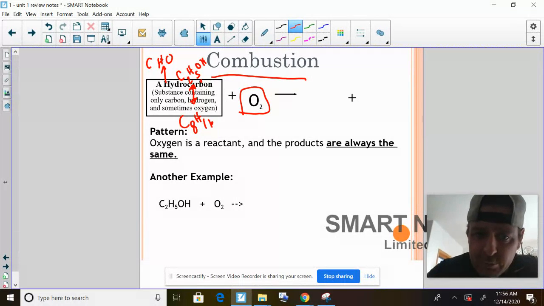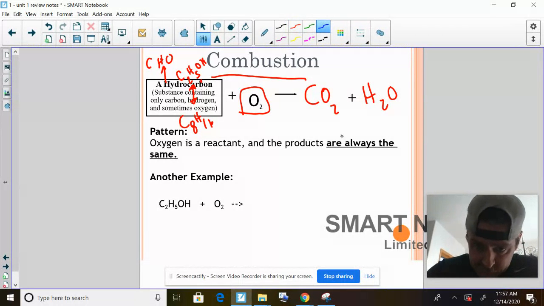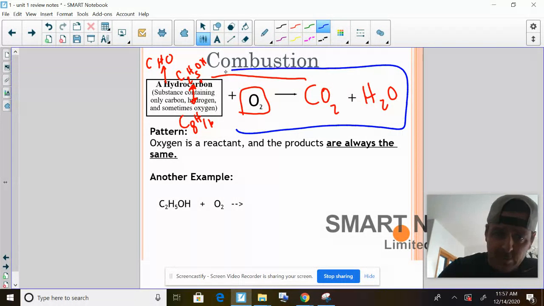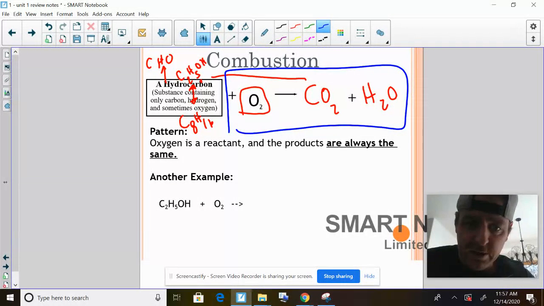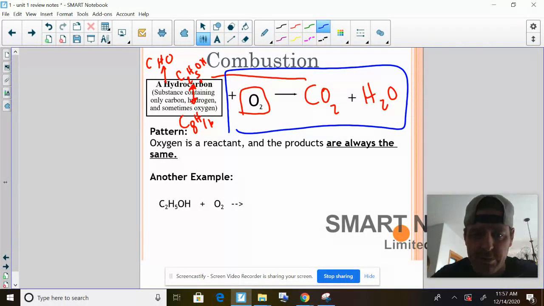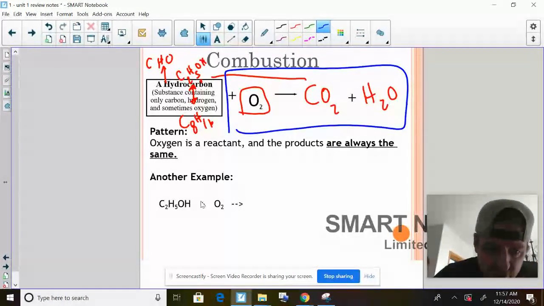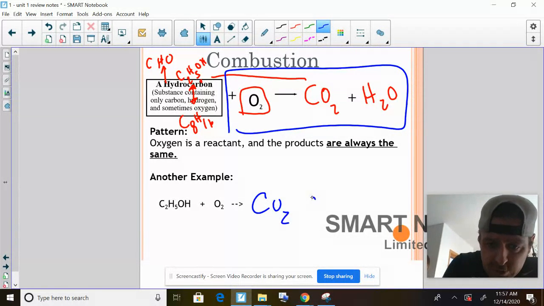Every time you have a combustion reaction, your products will be CO2 plus H2O. They're always the same, so these will always be present no matter what. It has to fit that mold to be a combustion reaction. So in this ethanol reaction here, you can predict the product should be CO2 plus H2O. Generally speaking, combustion reactions are hot, so that comes out as gases.